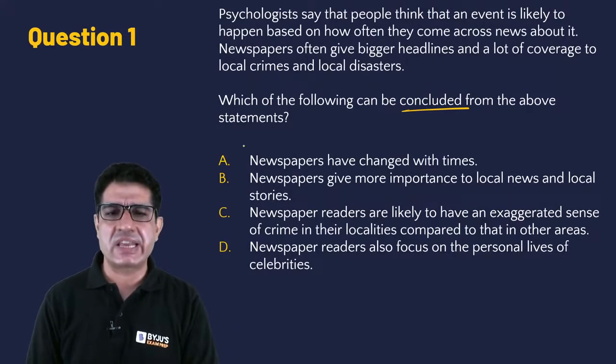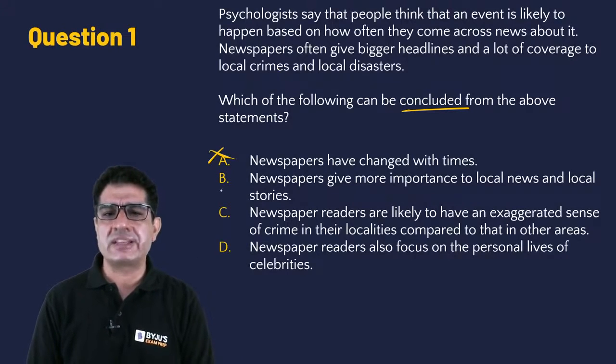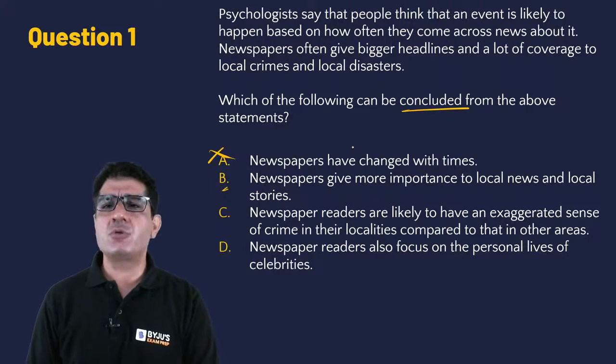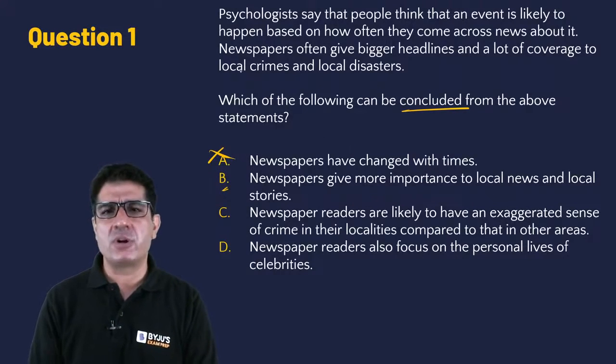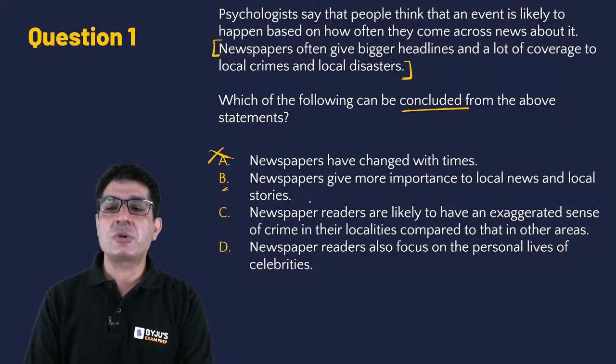None of you have chosen A, so let me rule it out. You are right in ruling out A. Let's look at B. B says newspapers give more importance to local news and local stories. Now, if I were to conclude this, where would I conclude it from? It can only come from the second sentence of the paragraph. Let's have a look. Newspapers often give bigger headlines and a lot of coverage to local crimes and local disasters.